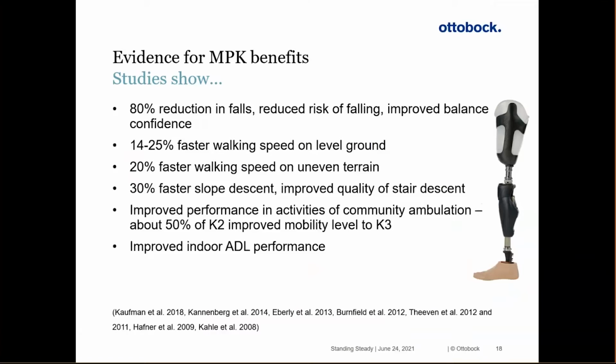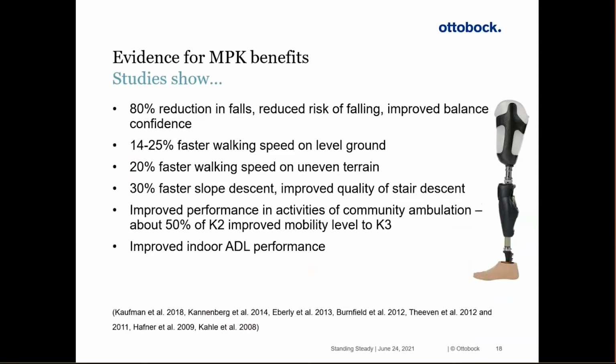An 80% reduction in falls. This is for unilateral as well, so not just specific to bilateral, but just in general compared to mechanical knees. 80% reduction in falls, reduced risk of falling, improved balance and confidence, 14 to 25% faster walking speed on level ground, 20% on uneven terrain, 30% faster slope descent, and improved quality of stair descent.